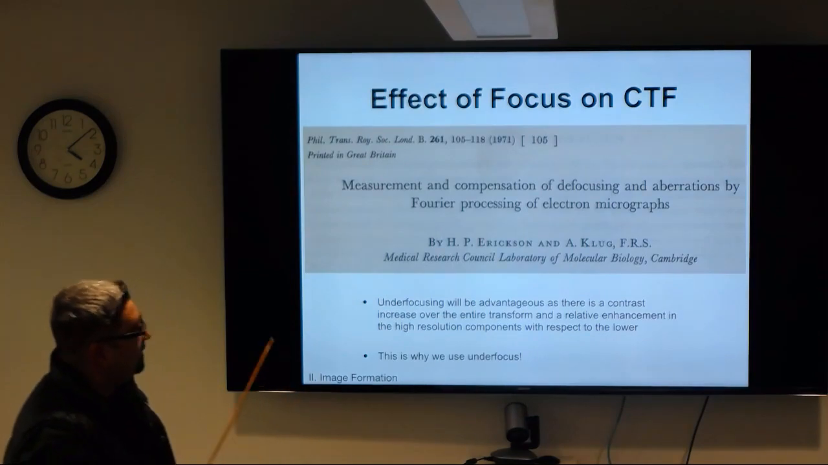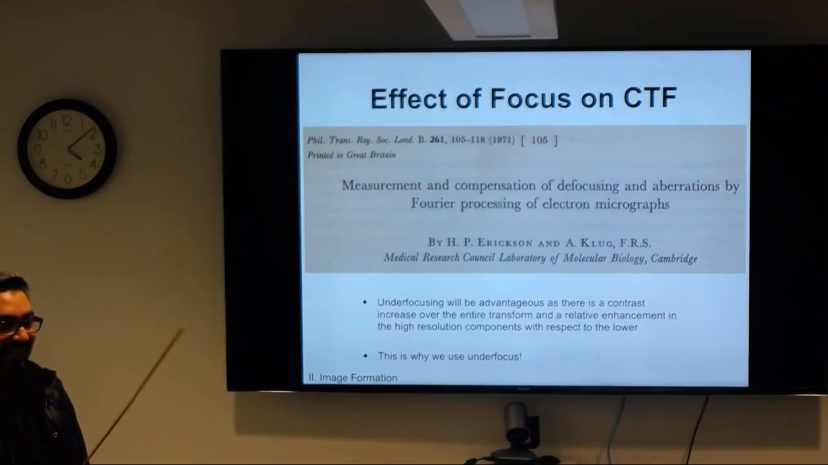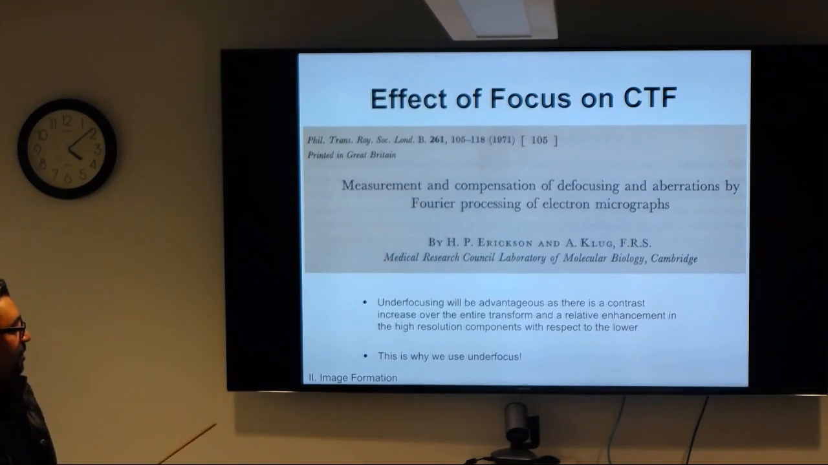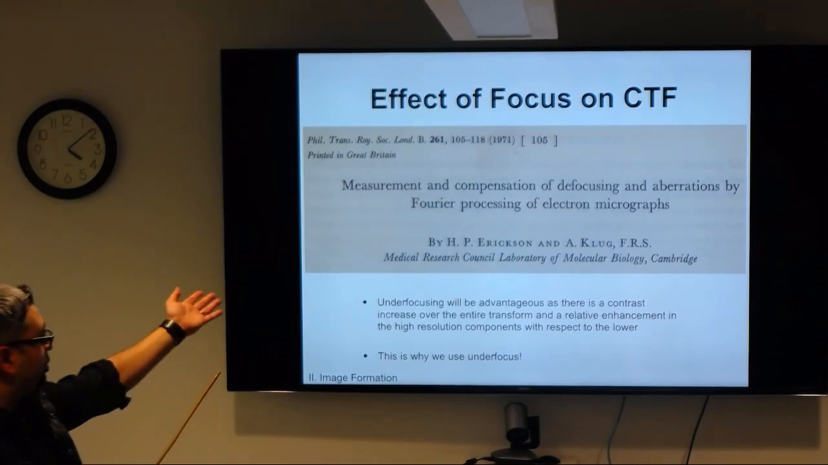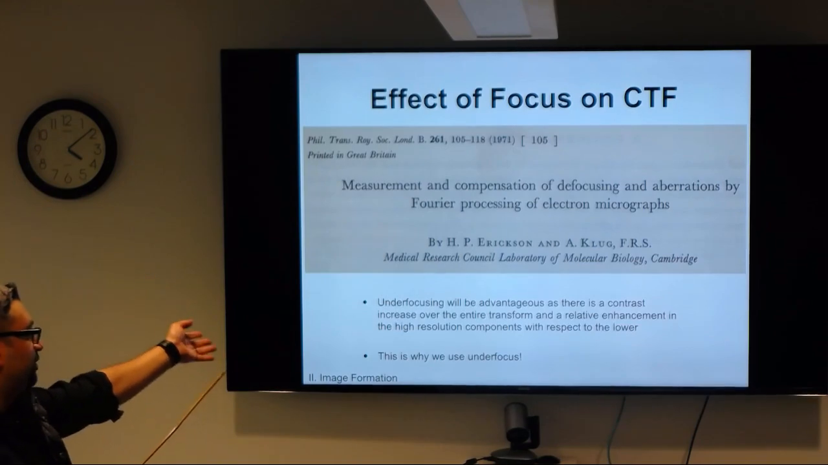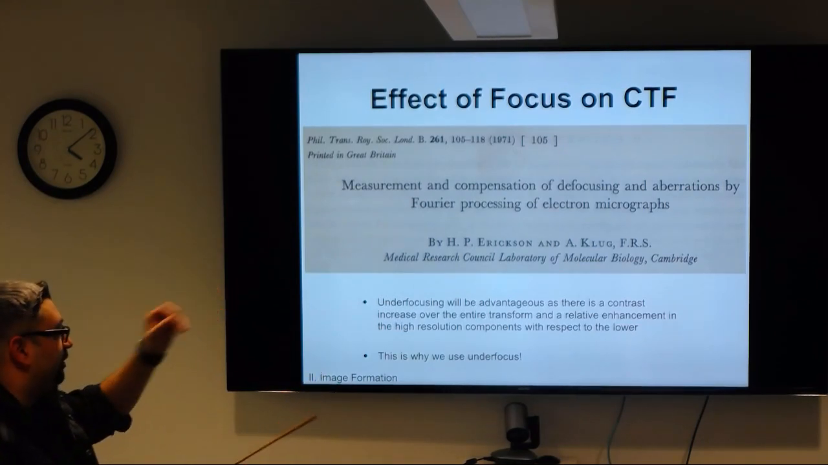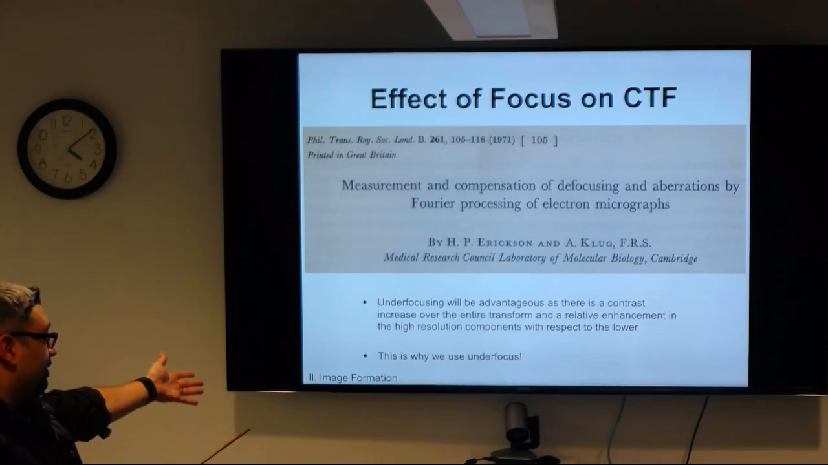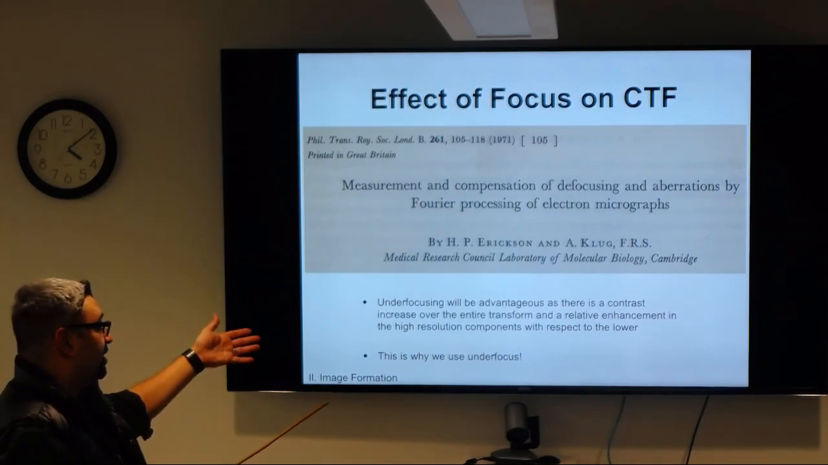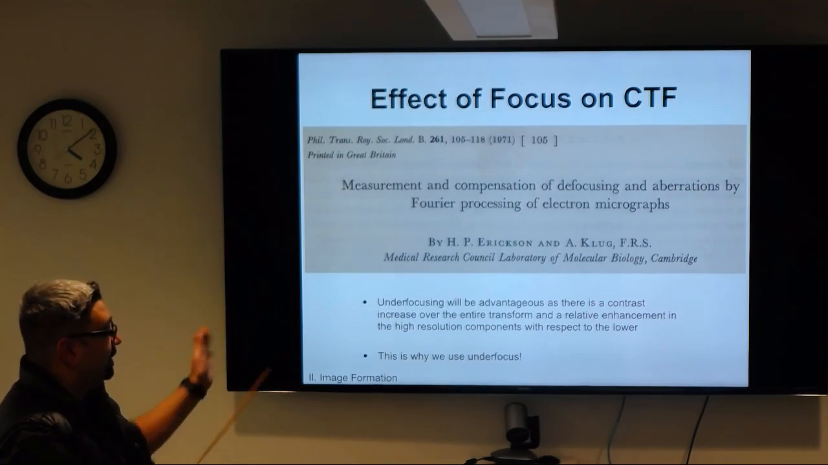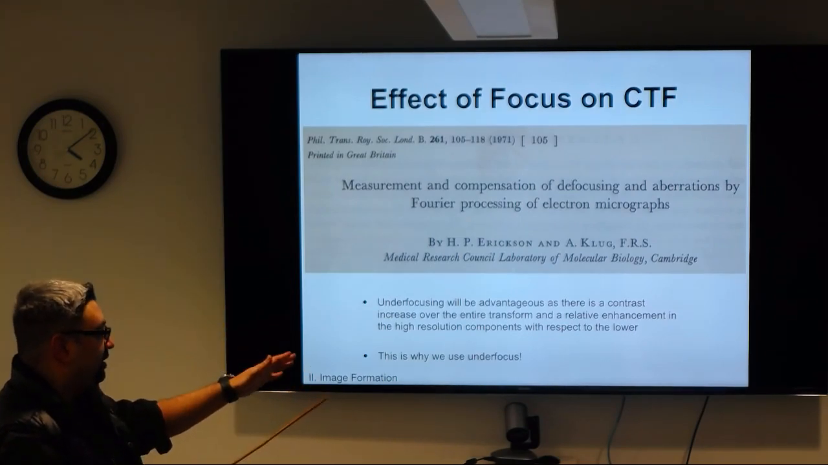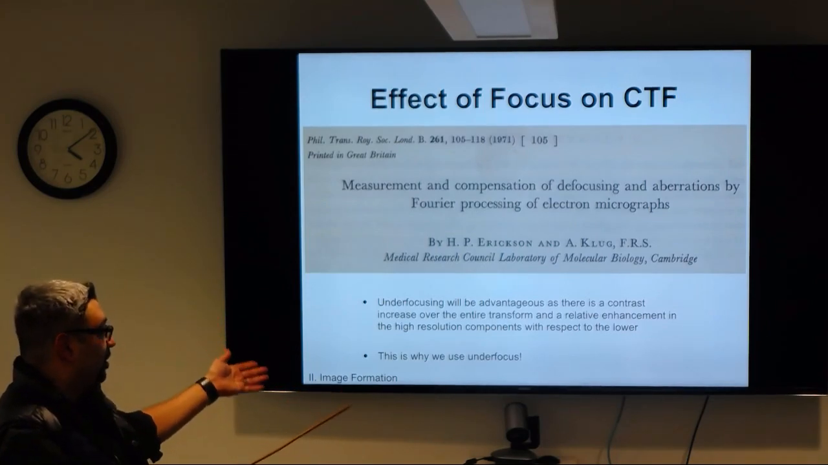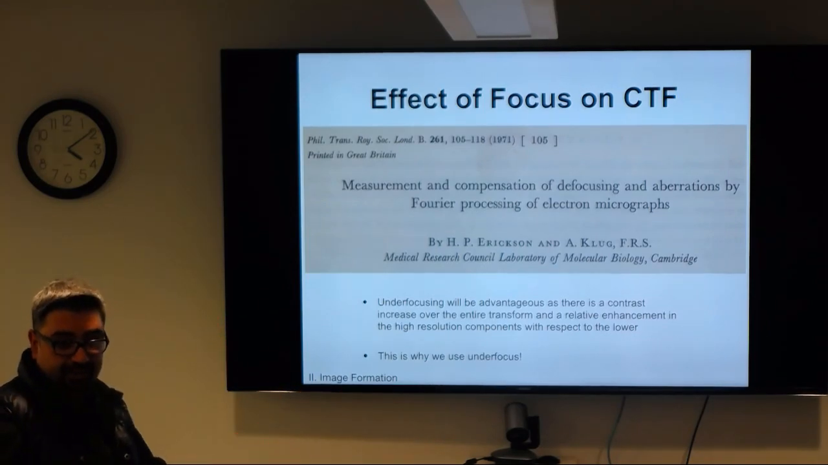If you go back to 1971 and look at the seminal paper by Klug, they measured the measurement and compensation of defocusing and aberrations by Fourier processing. They basically said that underfocusing will be advantageous as there is a contrast increase over the entire transform and a relative enhancement in the high resolution components with respect to the lower. This is why we underfocus.